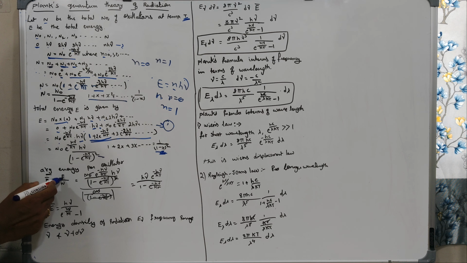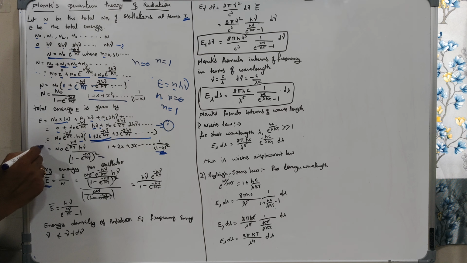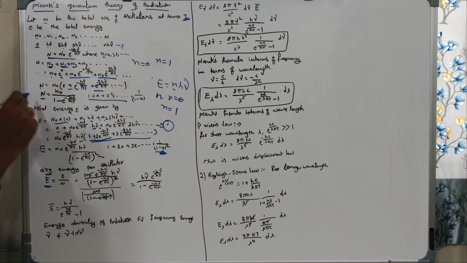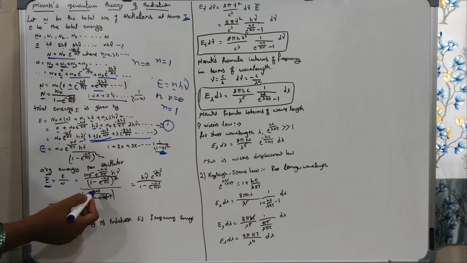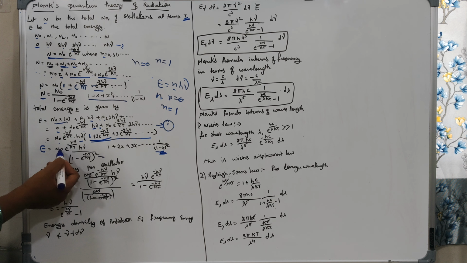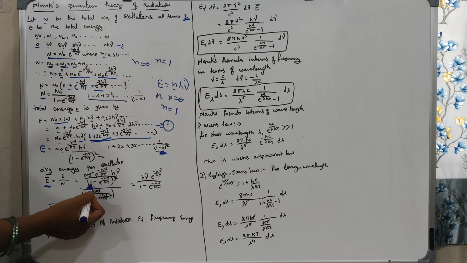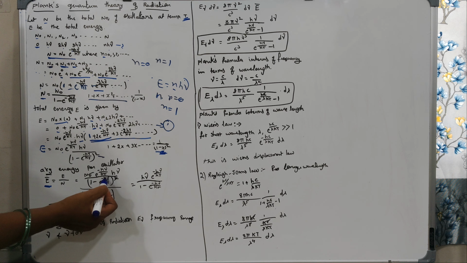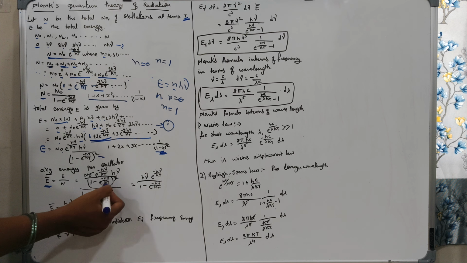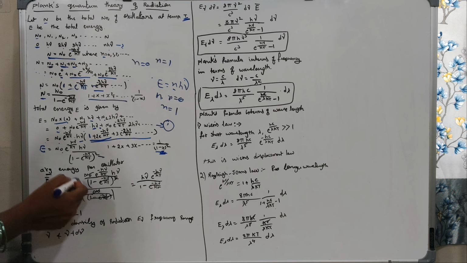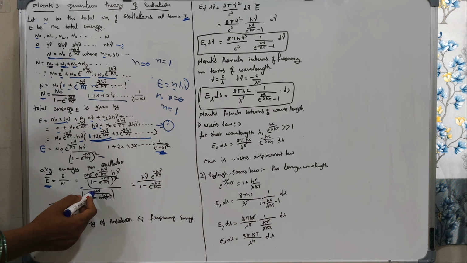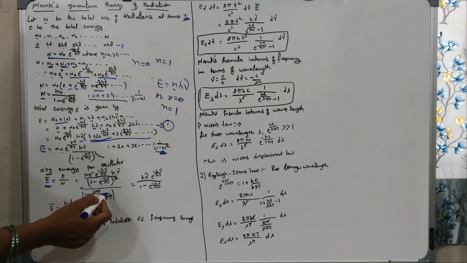Total energy is given as E divided by the number of oscillators, n. So this is the total energy value, and this is the number of oscillators. Divide these two values. Therefore E is n0 e to the power of minus h nu by kT into h nu, divided by (1 minus e to the power of minus h nu by kT) whole square, divided by n, which is written as n0 divided by 1 minus e to the power of minus h nu by kT.